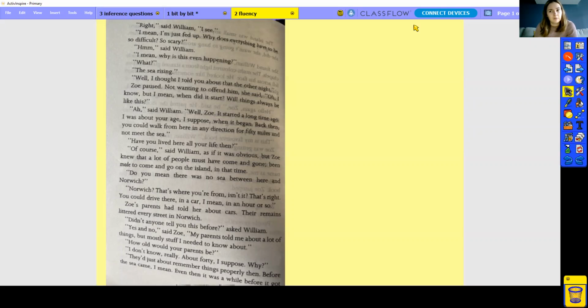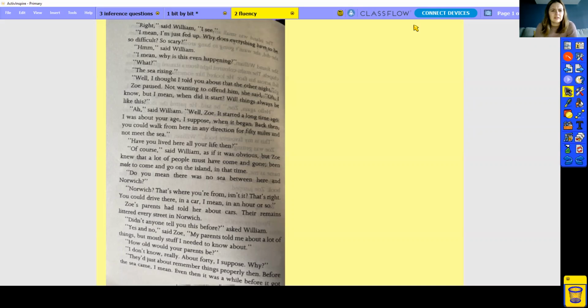Zoe paused, not wanting to offend him. She said, "Oh, I know, but I mean, when did it start? Will things always be like this?" "Ah," said William. "Well, Zoe, it started a long time ago. I was about your age, I suppose, when it began. Back then, you could walk from here in any direction for 50 miles and not meet the sea." "Have you lived here all your life, then?"